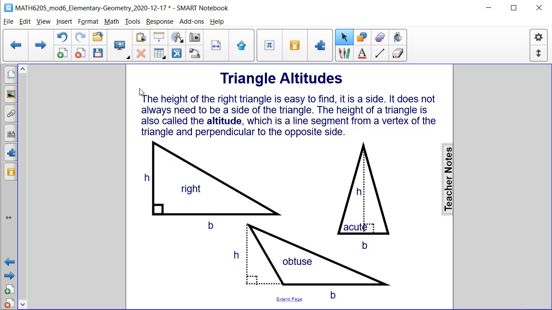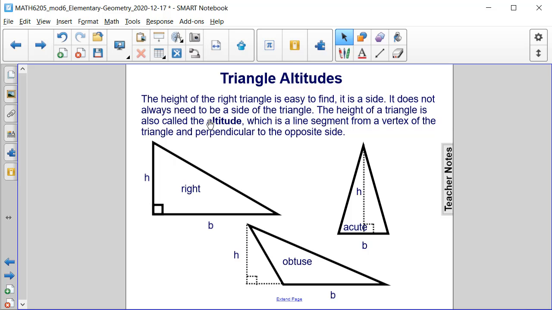How is the type of triangle related to its base and height? Well, the height of a right triangle is easy to find. It's a side. We usually label a side that looks like the bottom or top as the base, and the side that's on the left or right as the height.